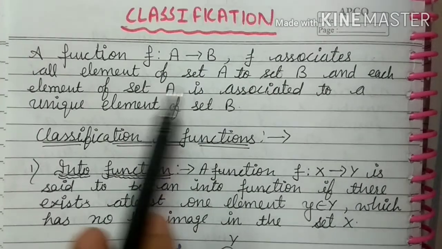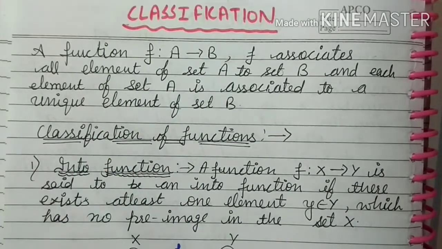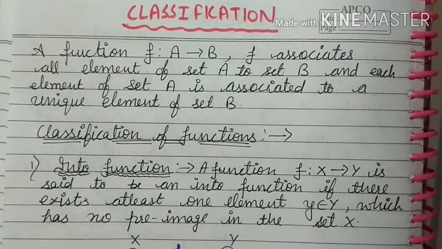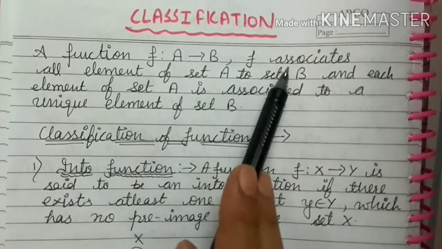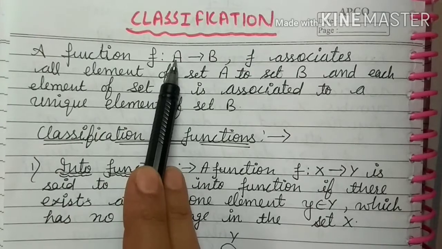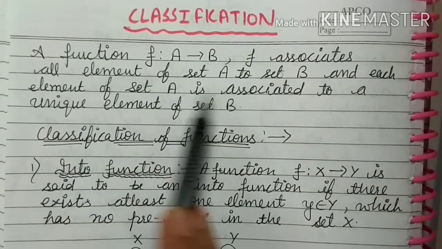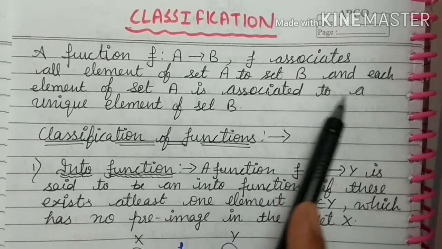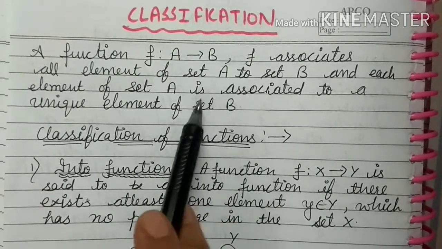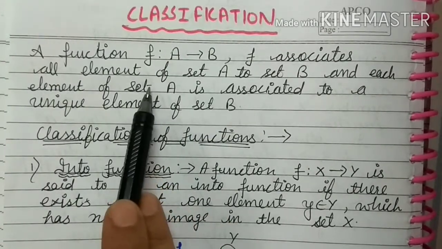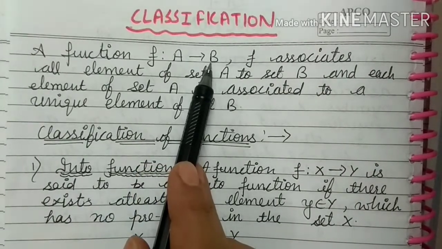Now we are going to discuss the most important concept of the function, that is the classification of function. So let us start with the brief definition of a function. A function f from A to B, where f associates all the elements of set A to the elements of set B, and each element of set A is associated to a unique element of set B. In other words, we can say that f is a function or a rule which associates the elements of set A to the elements of set B.